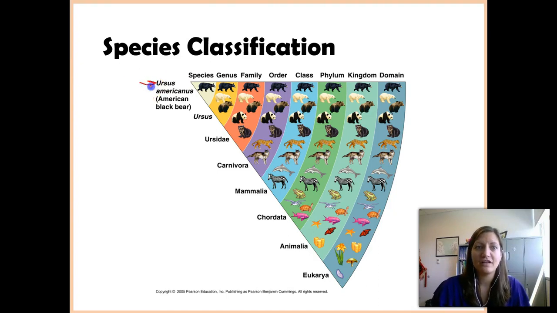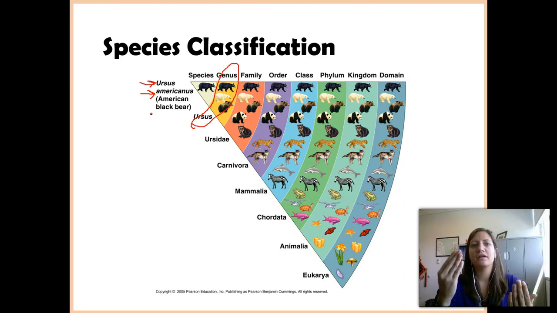Again, here's that genus name, Ursus, you can see that here. And then Americanus, that would be the species name. I can also say the species name is Ursus americanus. Just know Americanus is species, Ursus is genus. You put them together to create that species name. And this Ursus americanus is recognized everywhere around the world. This Latin name is used everywhere. This classification is used everywhere.